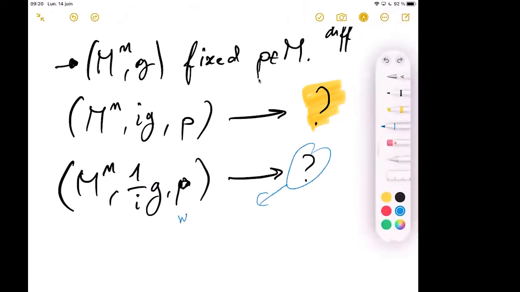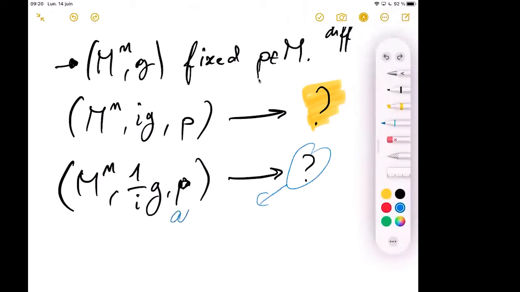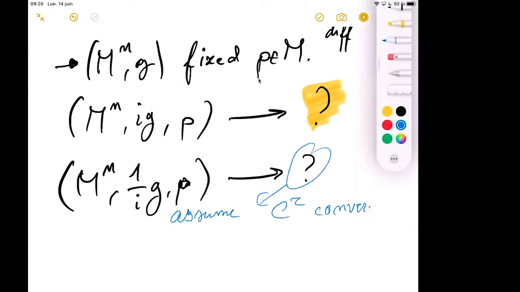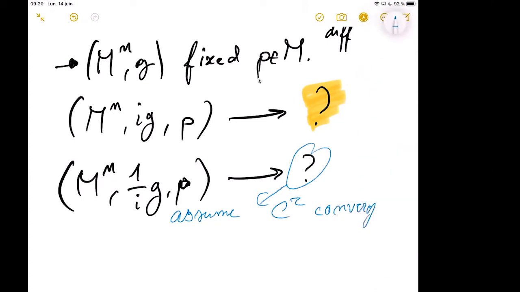And here the question is: assume it converges. Assume C2 convergence, pointed C2 convergence, and find M and G in the limit. Okay.